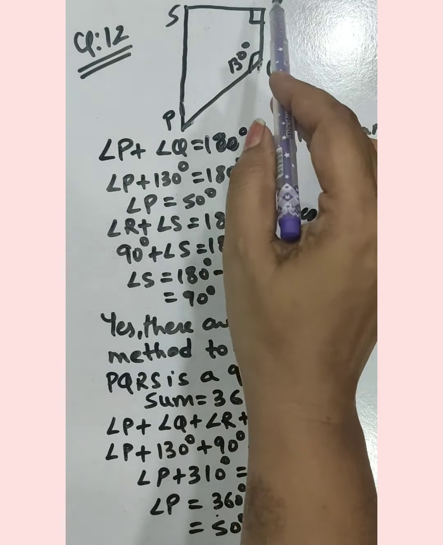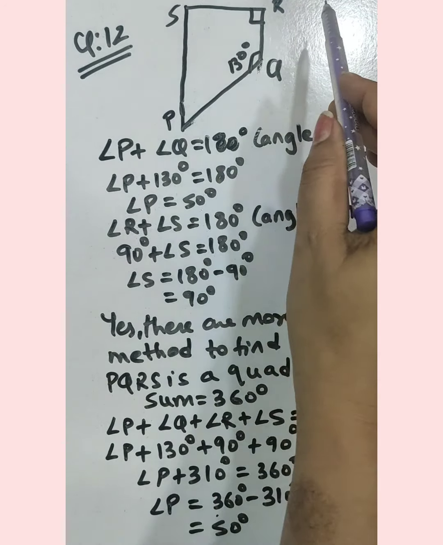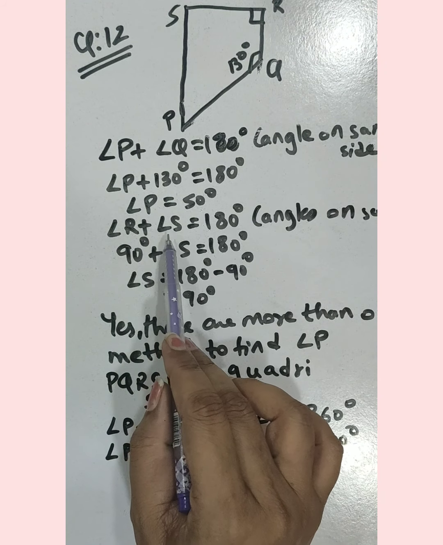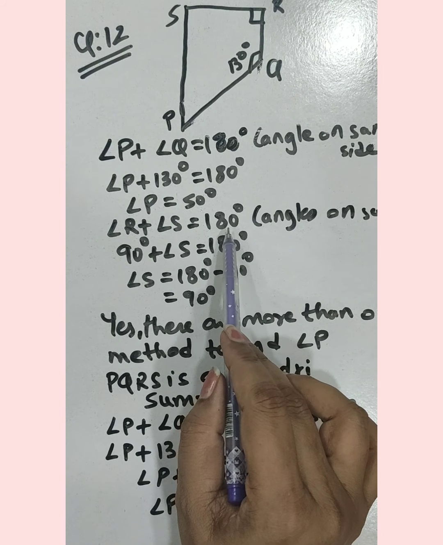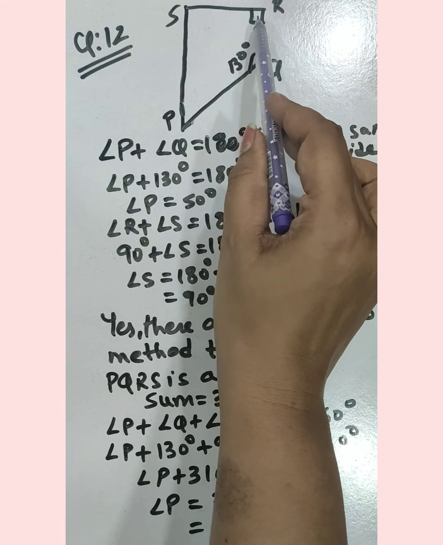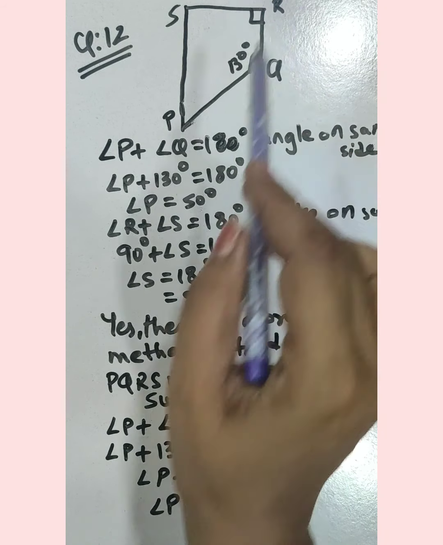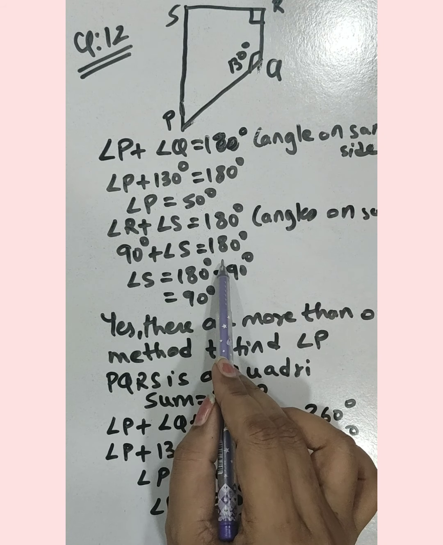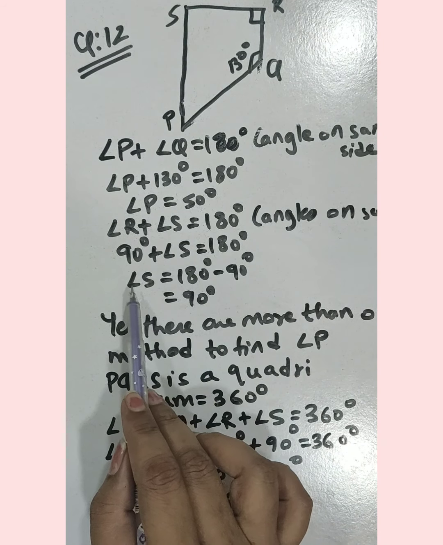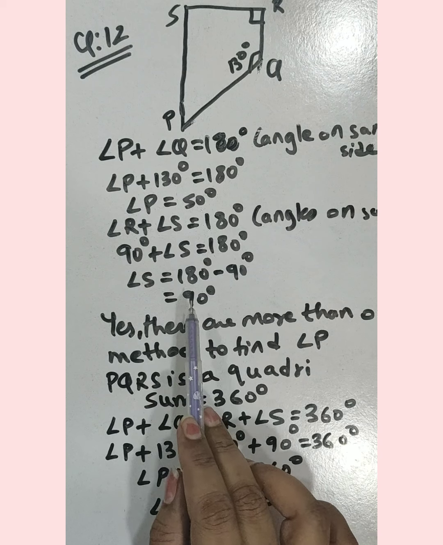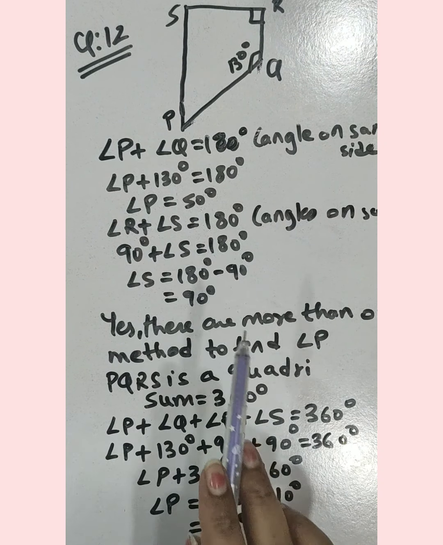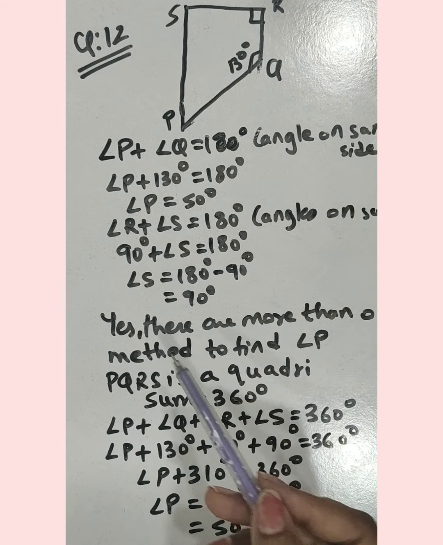Similarly, angle R and angle S, they are also angles on the same side of the transversal. So I can write angle R plus angle S is equal to 180 degree. Now angle R, if you observe, is 90 degree. So I can write 90 degree plus S is equal to 180, which will give me angle S is equal to 90 degree. Now our second part of the question is that if you find R, is there more than one method to find angle P?